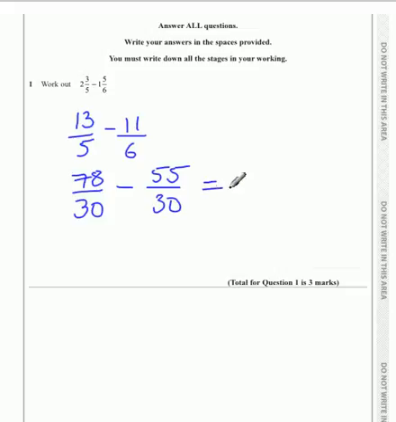Now we can do our subtraction. We know our denominator is going to be 30, and the numerators, taking those away, is going to give us 23 for our answer.